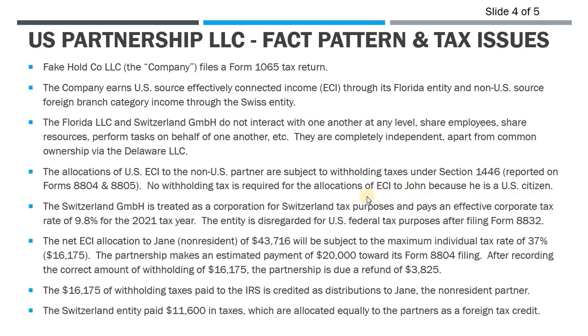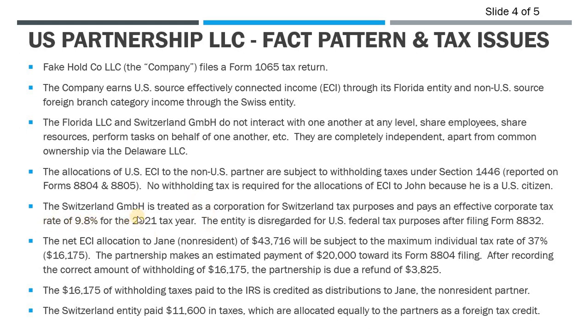Now, we have U.S. ECI that's being allocated to John as a U.S. citizen, but because he's a U.S. tax resident, John isn't subject to withholding tax, right? Because he has to file his tax return every year, report the income no matter what. And so for that reason, what we'll see when we dive into the return details is that, okay, we have U.S. effectively connected income from that Florida entity, but because it's split between a non-resident and a U.S. tax resident, only the non-resident is subject to withholding tax on their allocable share.